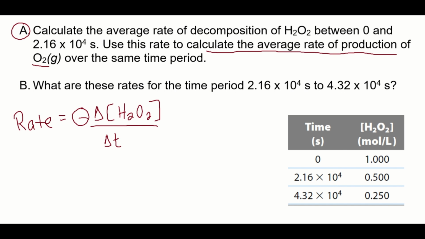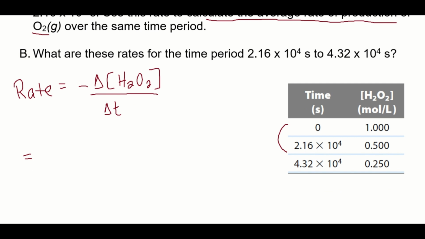If you don't have this negative sign, that's fine, because you just need to turn your rates of reactions into positive values at the end. Because reactants are being used up, this term will be negative, so that's why we put a negative there, to make it convenient to express all rates as positive values. Anyway, let's plug in these numbers because we're asked to calculate it between the first increment of time, from 0 to 2.16 times 10 to the 4 seconds.